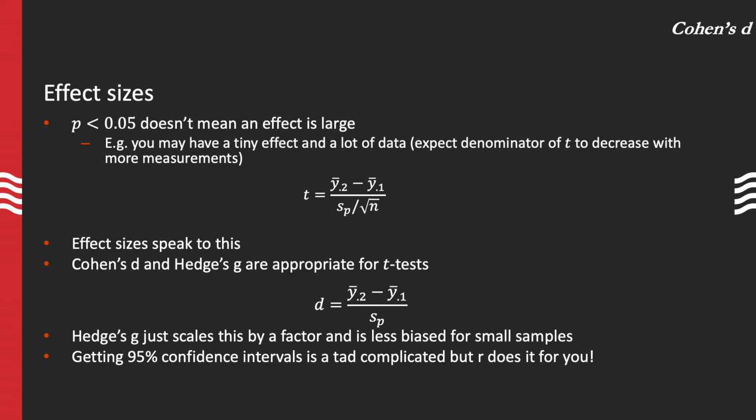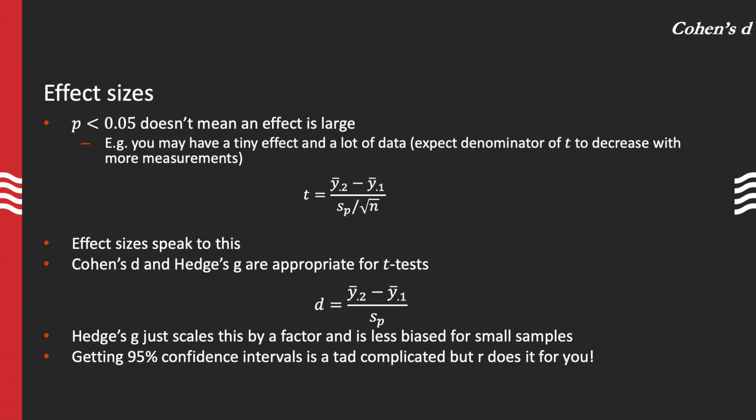So the question is, instead of whether or not we see a statistically significant difference, how do we quantify the size of the effect? And of course, effect sizes speak to this. Cohen's d and Hedges g are two appropriate effect sizes when talking about t-tests. Cohen's d is really simple. It's related essentially to the t-statistic. You just get rid of the root n in the denominator. It's just the difference in sample means divided by the pooled sample standard deviation.